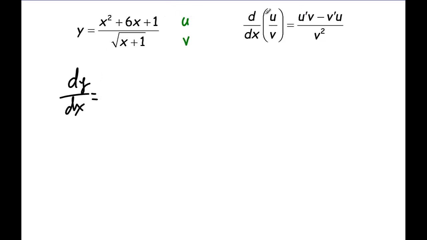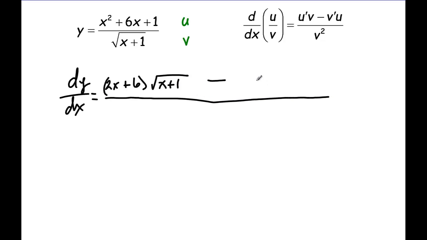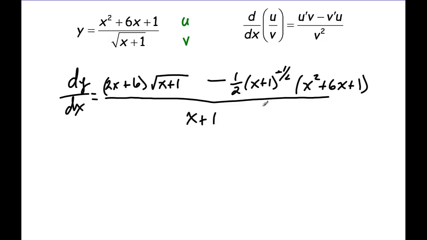So u prime is first. That's the derivative of the numerator. So that's 2x plus 6 in parentheses, times the denominator, which is the square root of x plus 1, minus, going to have a big numerator here, the derivative of the bottom, which you remember is 1/2 x plus 1 to the negative 1/2. Remember, that's how we deal with that radical, times the top, which is x squared plus 6x plus 1, over the bottom squared. And the bottom squared, because it's a square root and we're squaring it, the radical goes away and we just have x plus 1.